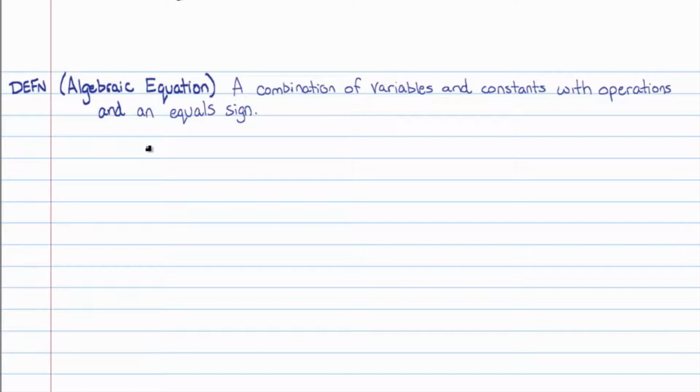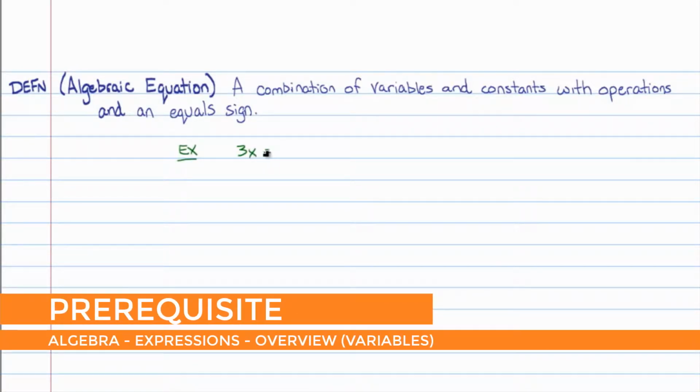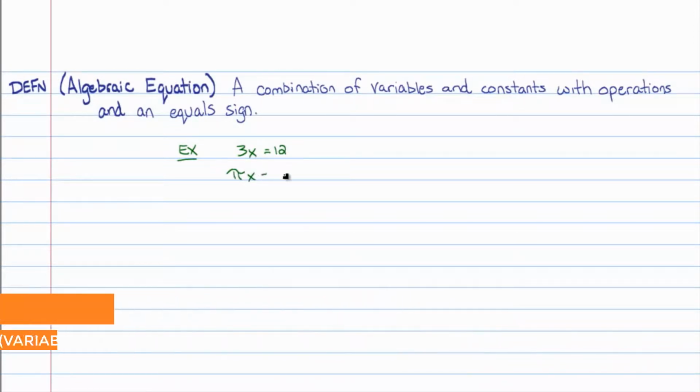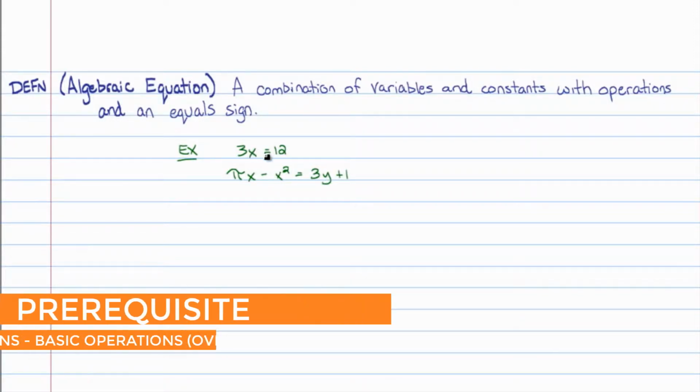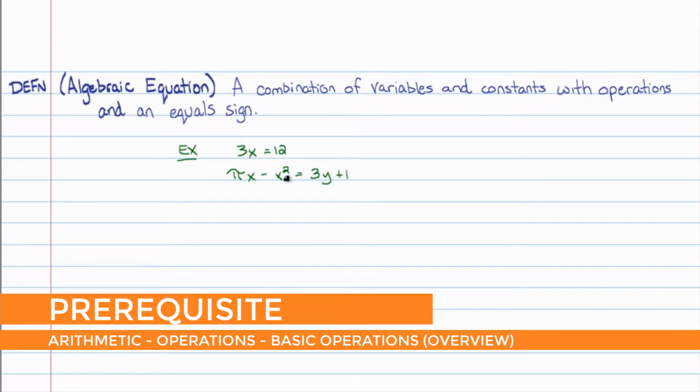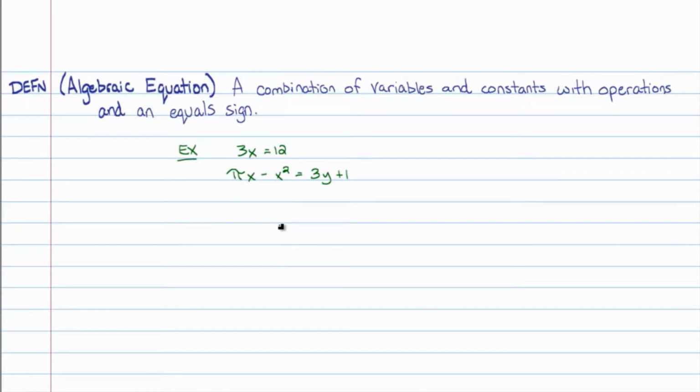There's actually a very easy way to think of algebraic equations. Anything of the form like 3x is equal to 12, or pi times x minus x squared is equal to 3y plus 1. These are both equations because they have equal signs, they have variables, they have numbers, and they have operations. Addition, multiplication, squaring, all that stuff, those are all considered operations.